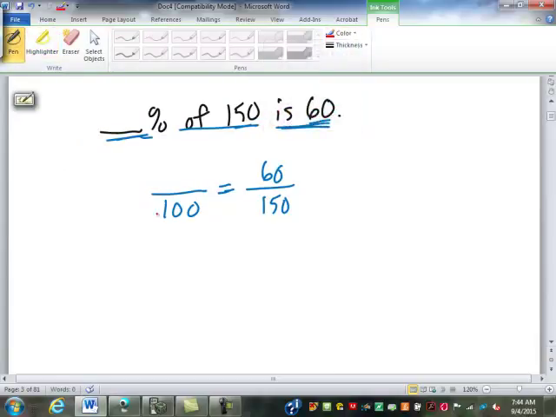So anyway, we'll cross multiply and divide. 100 times 60 is 6,000. Divided by 150 is 40. 40% of 150 is 60.